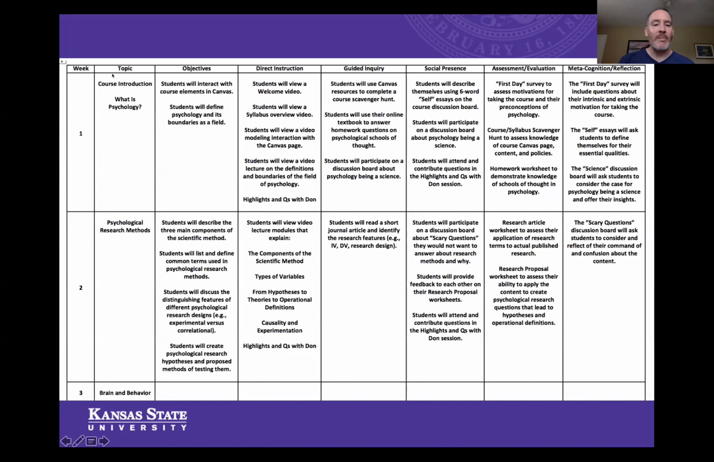So in those topics, I'm trying to accomplish two specific objectives. I want my students to interact with course elements in Canvas. One of the things that I found in this last semester is that while I was not ready to teach an online class, a lot of my students were not ready to take an online class. So I'm going to build some elements in there right away to help them learn to interact with my course in our course management system of Canvas. Also, I have an objective that my students are going to define psychology and its boundaries as a field. So at the end of that first week, I want them to know what psychology is and what it isn't.